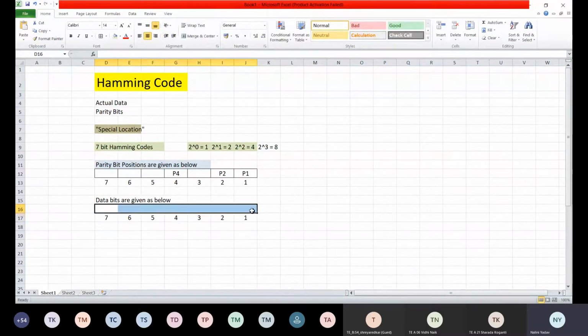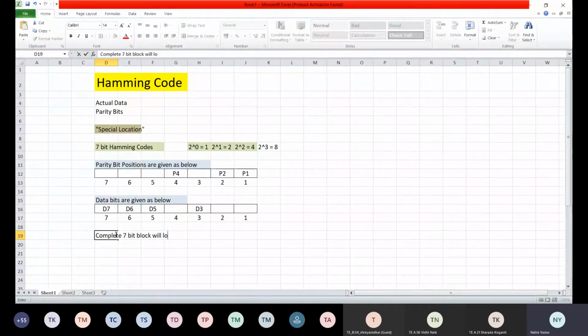We'll make the alignment a middle alignment. So what will be my data bits? Where will the actual data come other than the parity bits? At the remaining positions, data will come. So data will come at the D3 position, D5 position, then D6 position and D7 position. So at these positions, my data will come. I hope you understood this as well. Where my parity bits come and where my data bits come. So my complete 7-bit block will look like this.